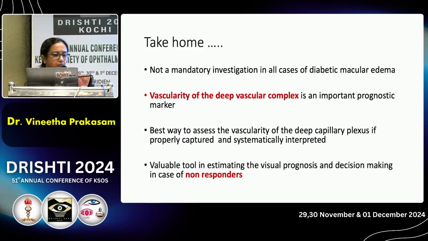So which means ischemia and non-response are all associated with ischemia in the deep vascular complex rather than the superficial. Now, to take home, though we speak a lot about OCTA, we should understand that it is not a mandatory investigation in all cases of diabetic macular edema. Vascularity of the deep vascular complex is an important prognostic marker, and the best way to assess the vascularity of the deep vascular complex is OCTA, provided it is properly captured and systematically interpreted, and it is a valuable tool in estimating the visual prognosis and helps in decision making in case of non-responders.